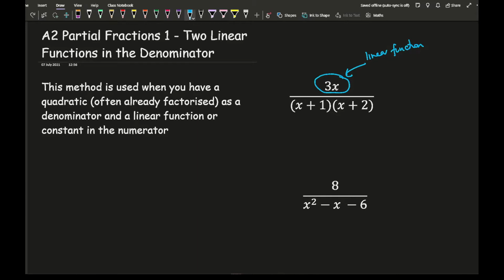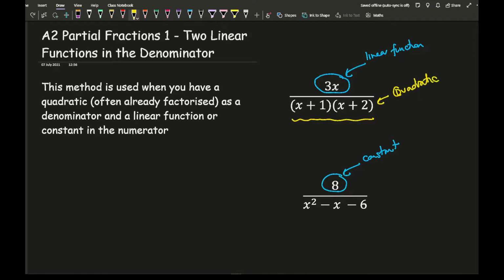And you can also therefore have a constant. So not everything needs to have something in terms of x in your numerator. It can be just a single x or it can be a constant. And again here we've got our factorised quadratic. So if I was to expand this out, this would make a quadratic.